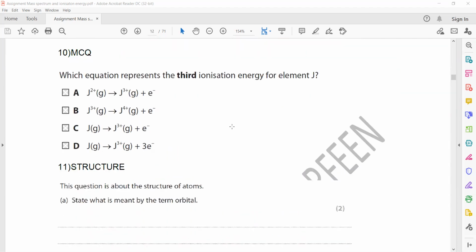Which equation represents the third ionization energy? It is the energy required to remove the third electron, when 2 are already removed, and we are removing the third one in a gaseous state. So A is the right answer.